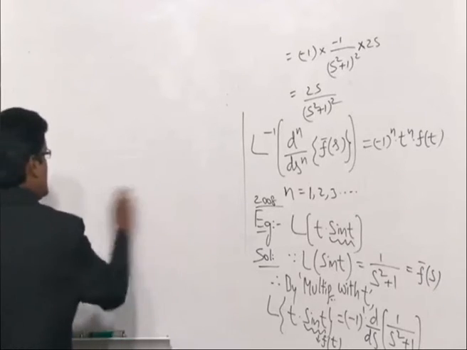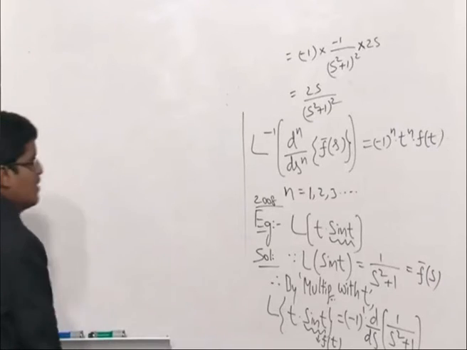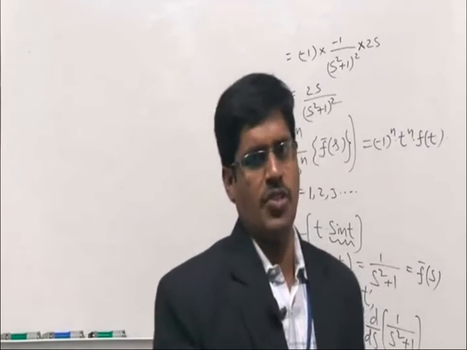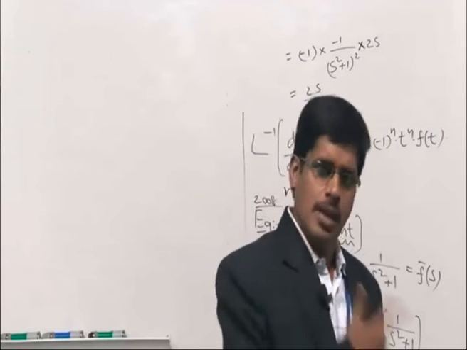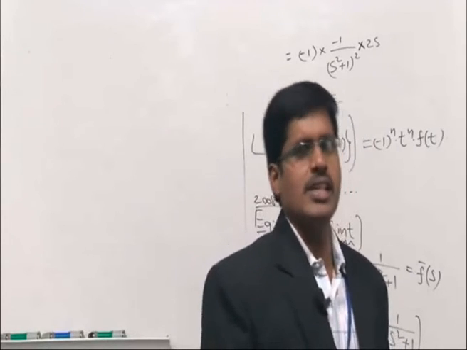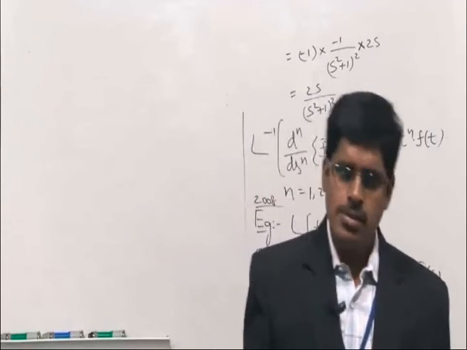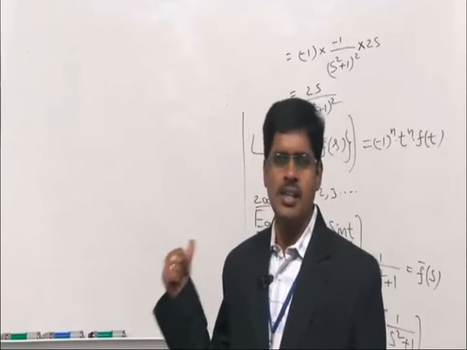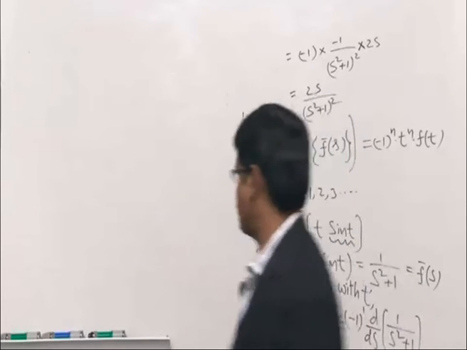So if e power at or e power minus at is multiplying, then give preference to the first shifting theorem. Otherwise, use the remaining properties. If it is t square multiplying, then apply the property multiplication by t to the given problem. Okay.